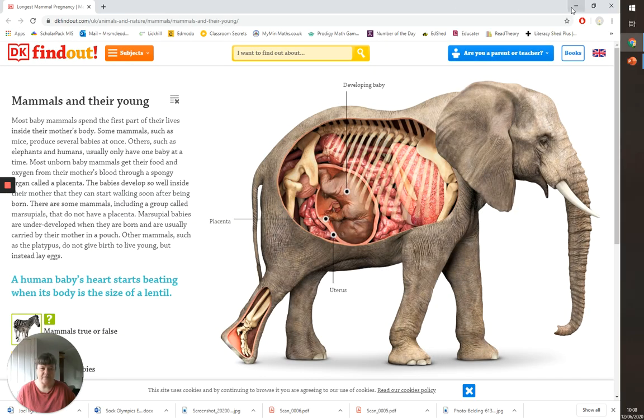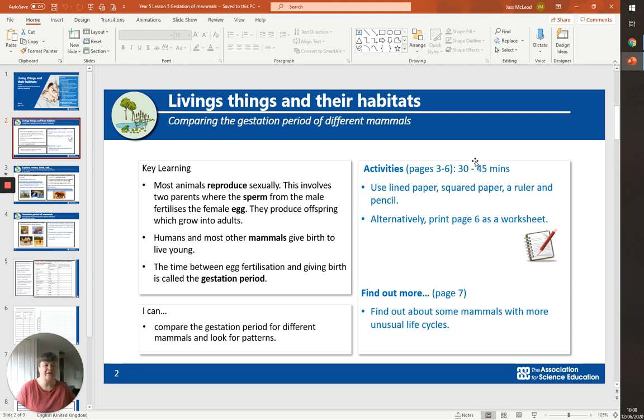Okay, so what we're looking at then is gestation. As it explains here, it's the time between the egg getting fertilized and the birth of the offspring, the baby. So the gestation period is the time during which that baby is inside the mother in a mammal. For humans, as you just heard, it's 9 months. That's how long it takes for a human, but it's different for different mammal species, and we're going to be looking at that.